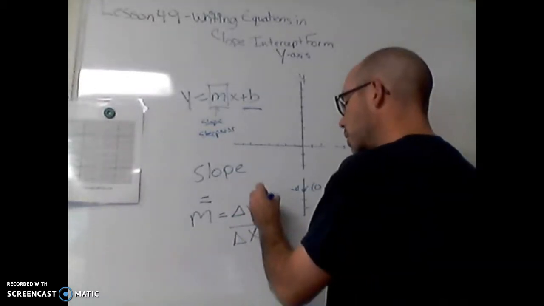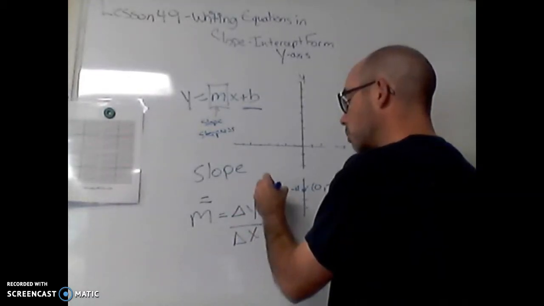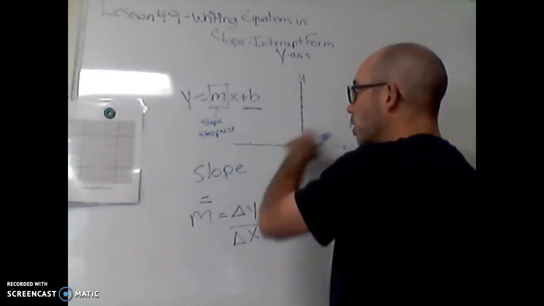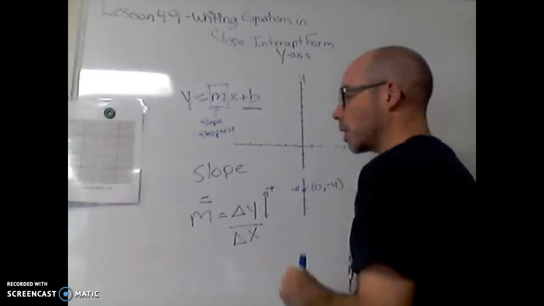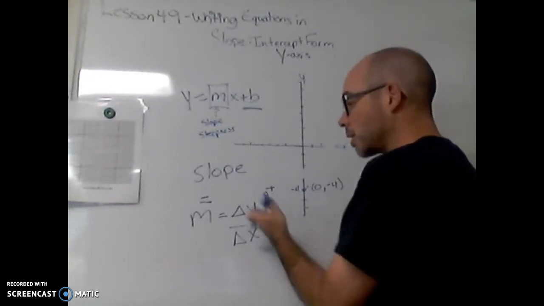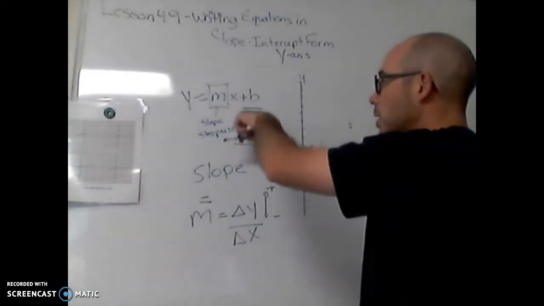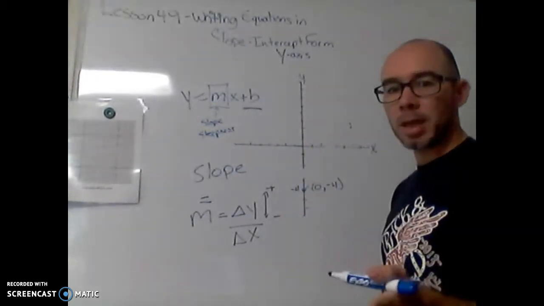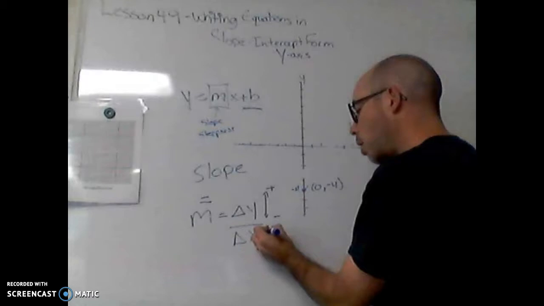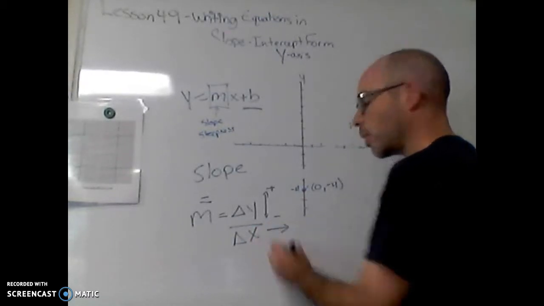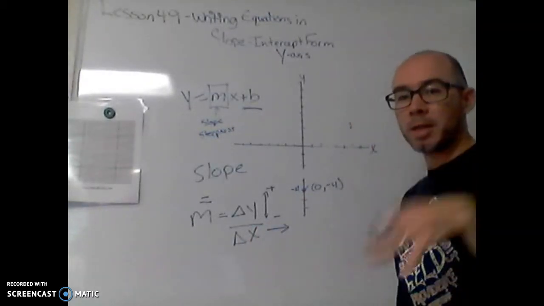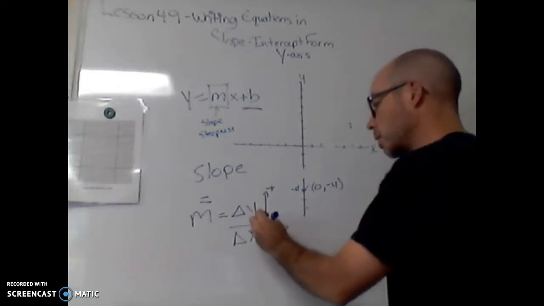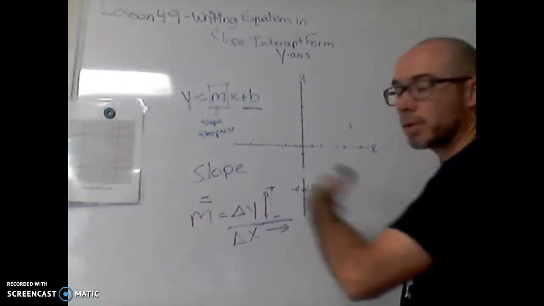The y change is going to be up or down. So if the y change is up as we go from left to right, if the equation is going up, then that's a positive change in y. And if y is here and then it's down here, that's a negative change. X always changes this way. There's no positive or negative change with the x. X always changes from left to right.